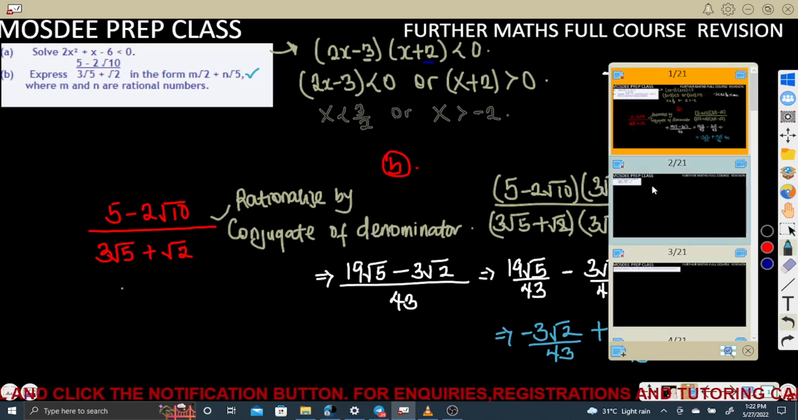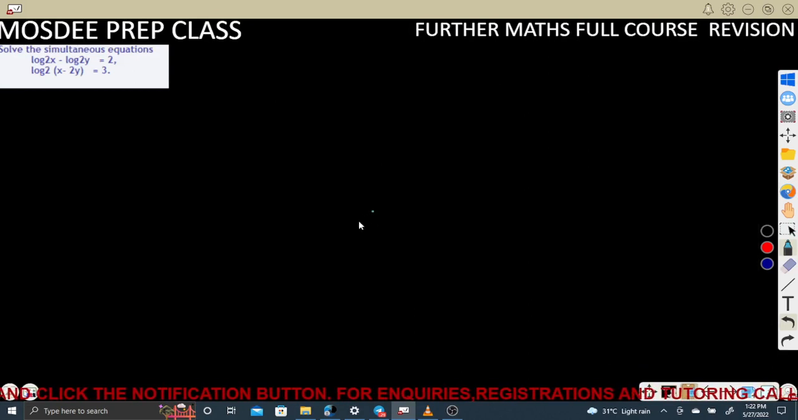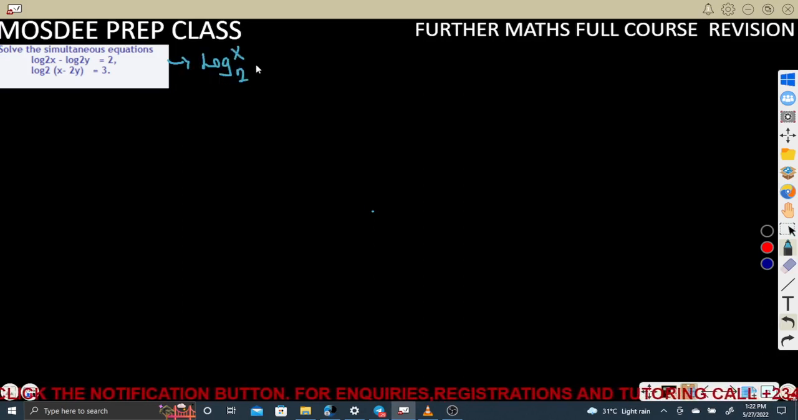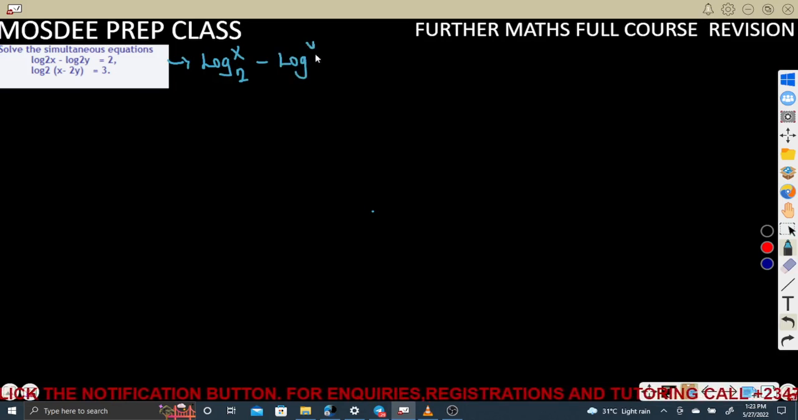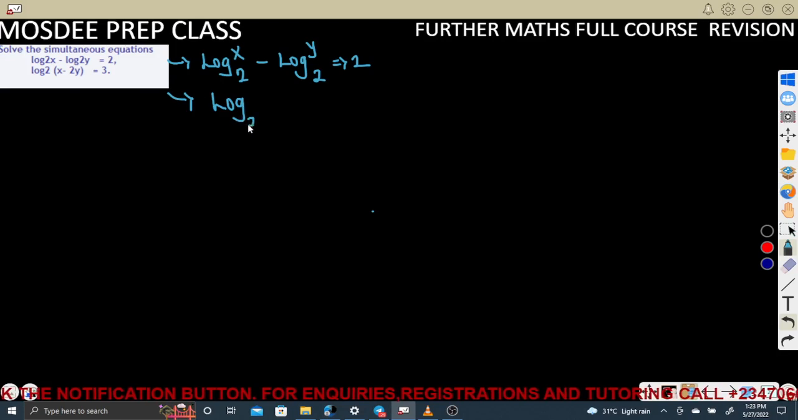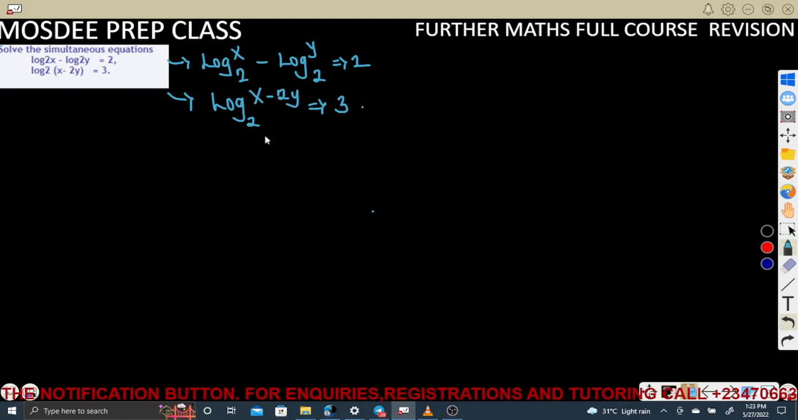The next question should be on page 2. Now, page 2. The question we have before us is: solve the simultaneous equations. Log x base 2 minus log y base 2 equals 2. And the same thing works for the second equation: log base 2 of (x minus 2y) equals 3. So this is the format the question is supposed to be.